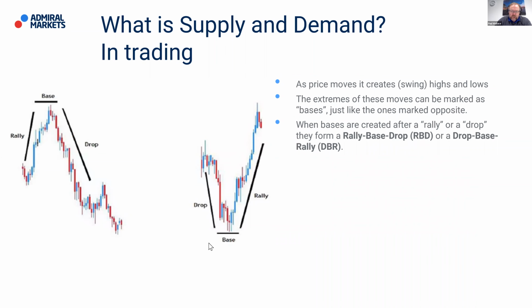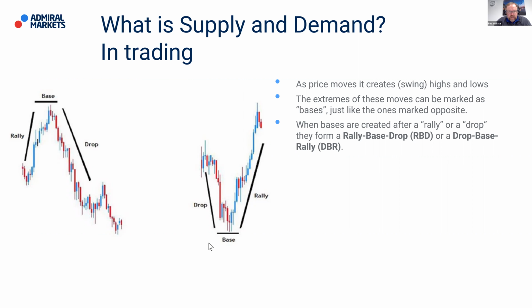So what we can actually see and how we can talk about it is that you all know that price doesn't move in a straight line. You've all seen how price moves on particular charts, but we know that price as it moves will create swing highs and swing lows. And the extremes of these moves can be marked as bases, just like the ones we've got marked opposite.